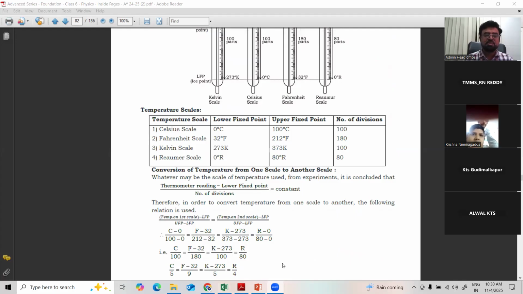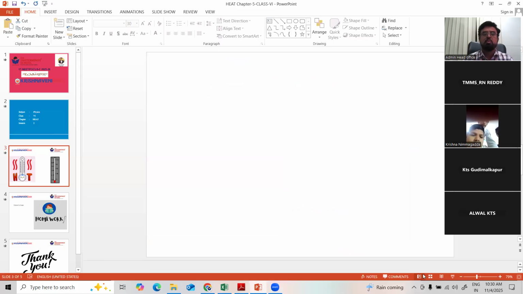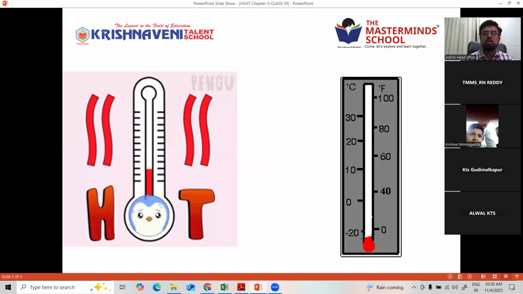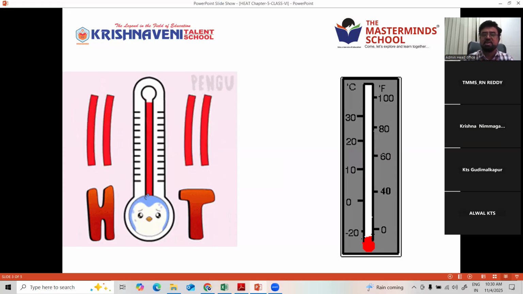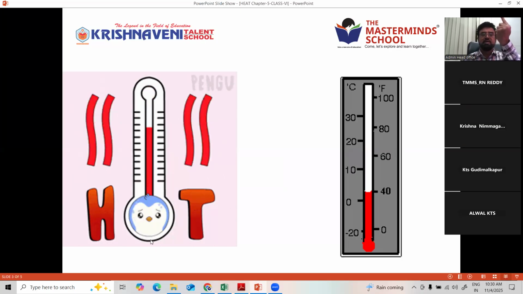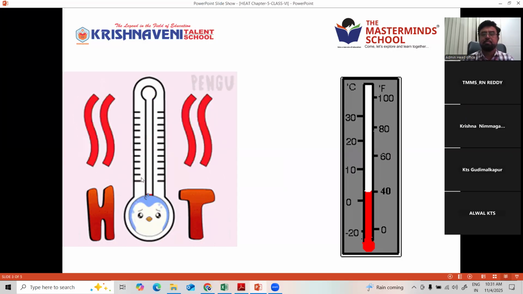So in the next class, we'll discuss the other types of thermometers apart from our clinical thermometer. These are the different types of thermometers you can see in the next class. The first one, on the right side, we can use to measure our body temperature. See how the mercury is rising. When heated, the mercury rises; when cooled, the mercury falls down.